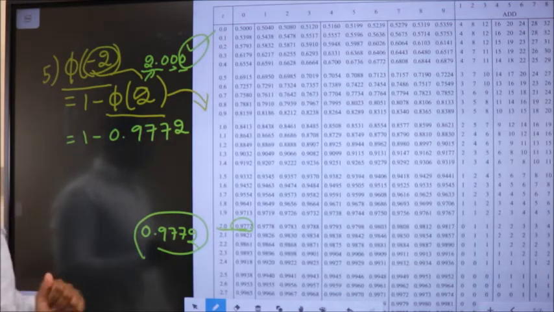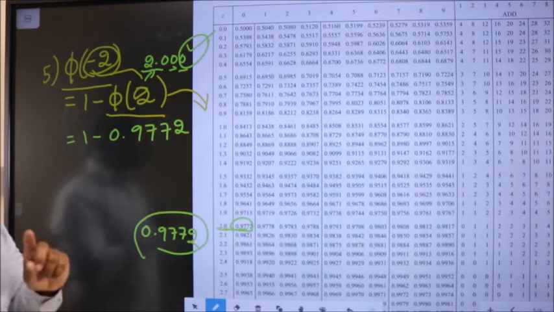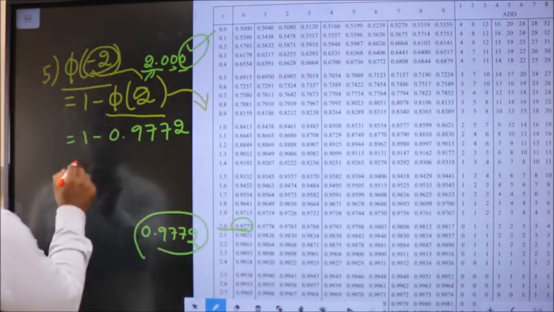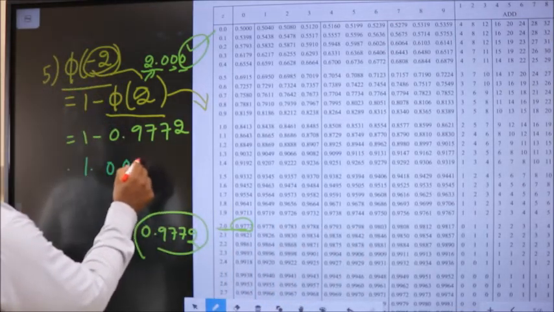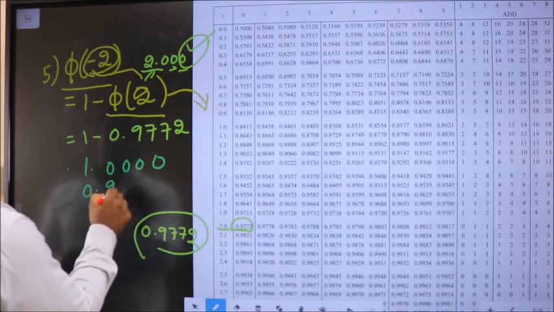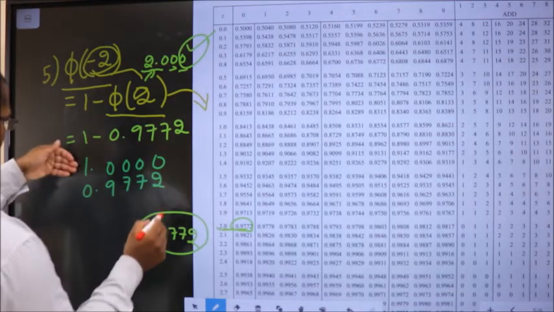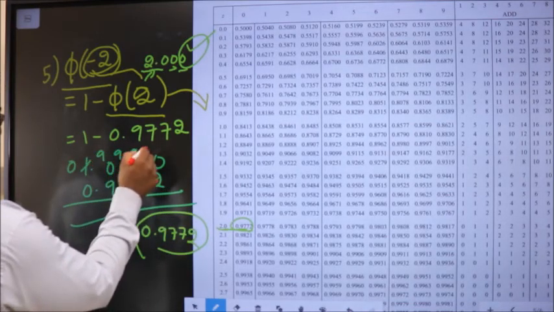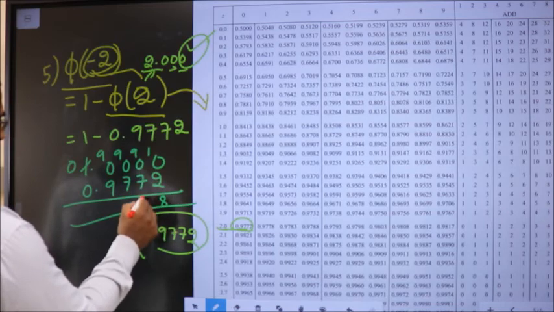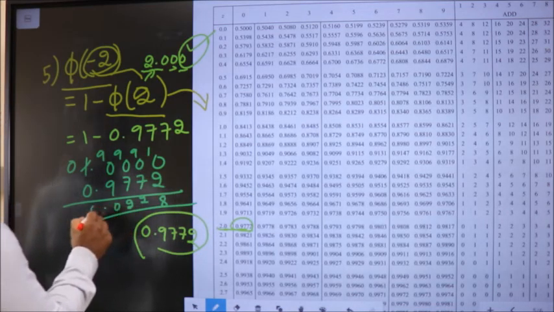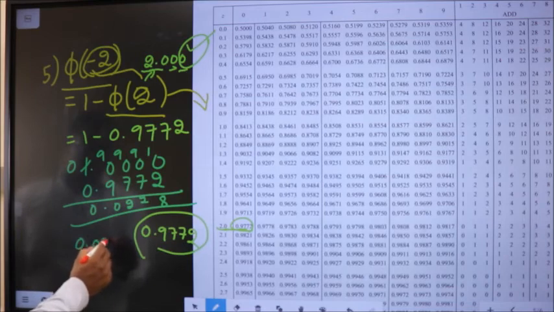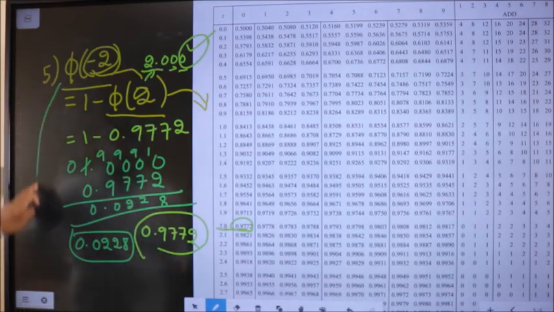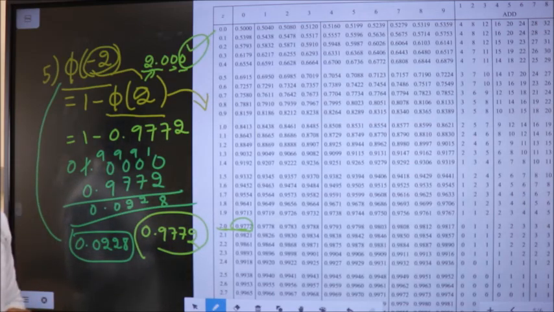Okay. To get the final answer, this needs to be subtracted from 1. And how we do that? So 1.0000 and 0.9772. So here 0, 9, 9, 9, 10, 8, 2, 2, 0. So we get 0.0228, the answer for phi of minus 2. Okay.